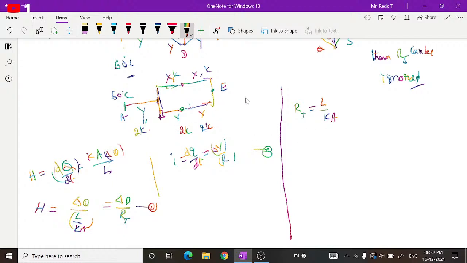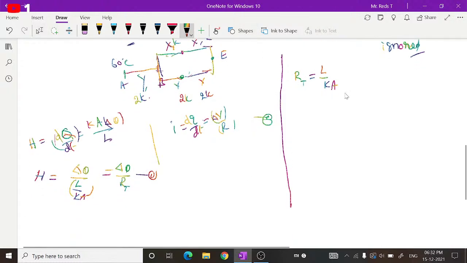If you want to replace in terms of resistance, resistors in series: effective resistance is the resistance of this plus the resistance of that. What you have to understand from this is that thermal resistance is inversely proportional to thermal conductivity K.